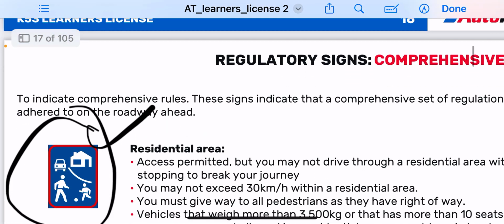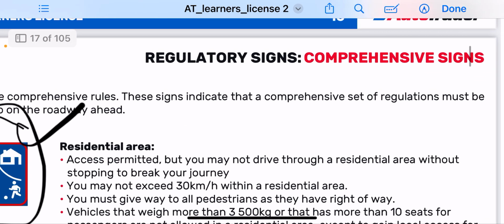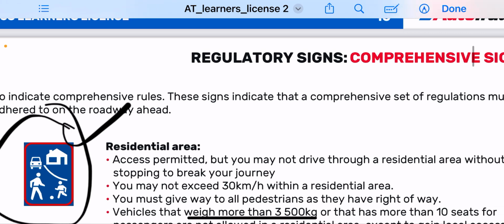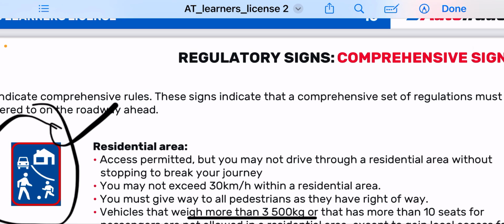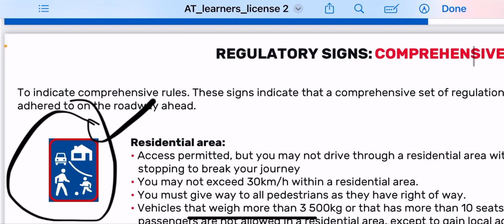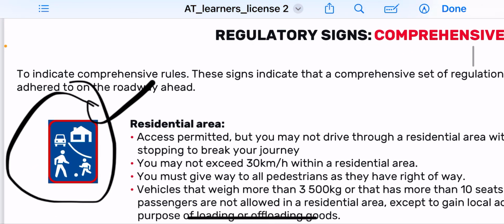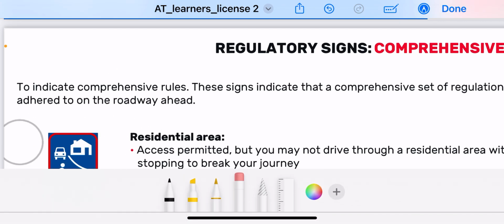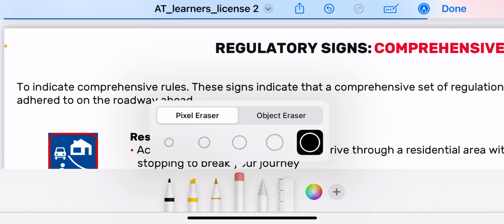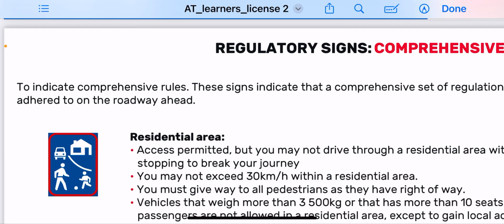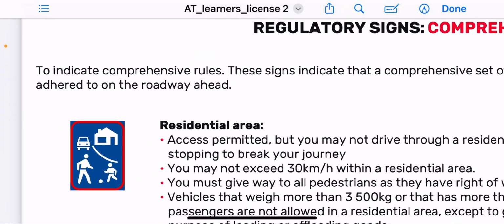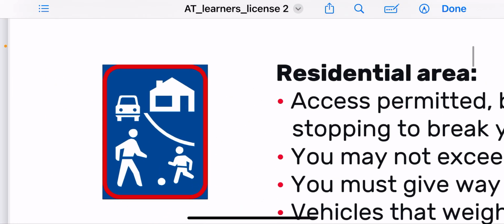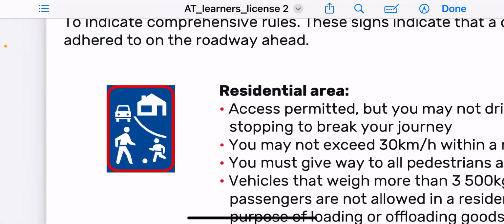Okay, and then we get to comprehensive signs. Comprehensive signs, there are not a lot. It's just 3 of them. You have this one, the residential area. When you see this board, it tells you that you are about to enter the residential area.